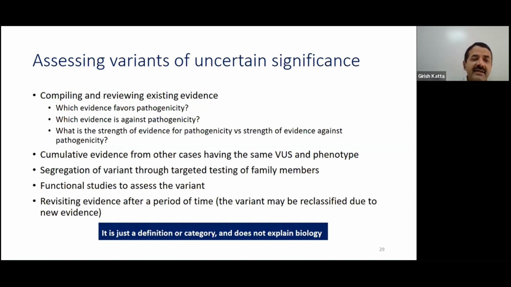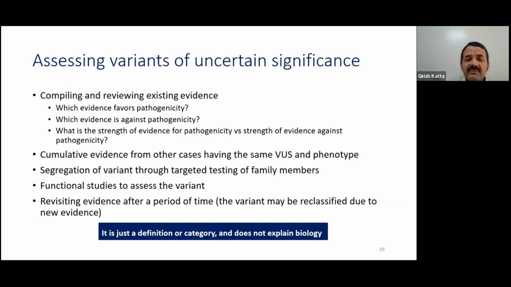We need to compile and review the existing evidence. Which evidence favors pathogenicity? Which evidence is against pathogenicity? What is the strength of evidence of the pathogenicity or the strength of evidence against the pathogenicity? ACMG guidelines give a very clear flow: how do we score each evidence for and against, and how do you derive a particular score to call it VUS? So it is cumulative evidence from other cases having the same VUS and phenotype.